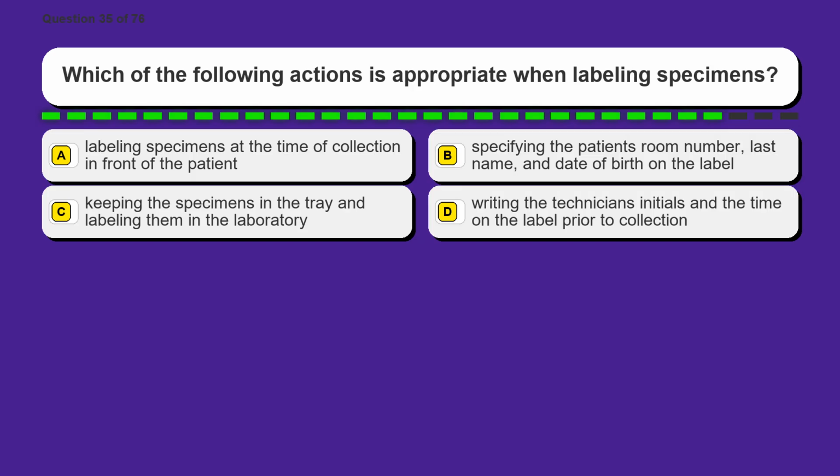Which of the following actions is appropriate when labeling specimens? Option A, labeling specimens at the time of collection in front of the patient. Option B, specifying the patient's room number, last name, and date of birth on the label. Option C, keeping the specimens in the tray and labeling them in the laboratory. Option D, writing the technician's initials and the time on the label prior to collection.